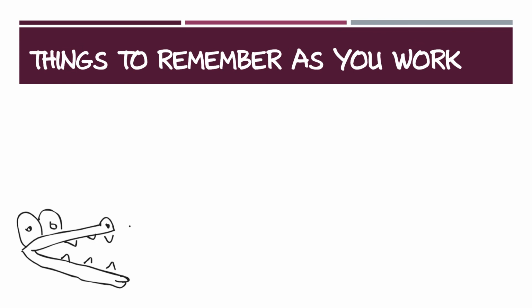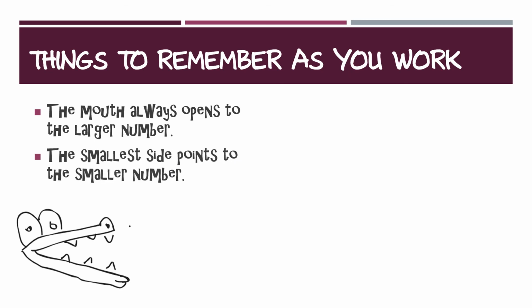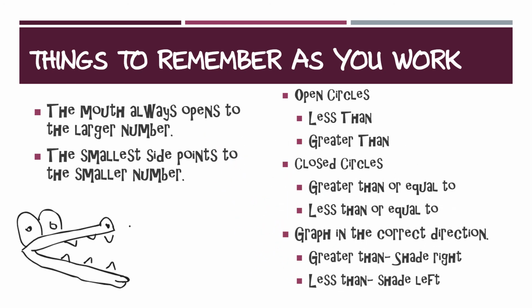A few things to remember as you work. The mouth always opens to the larger number and the smallest side points to the smallest number. When graphing, open circles represent less than and greater than. Closed circles represent greater than or equal to, less than or equal to. And make sure you graph in the correct direction. Greater than, shade right. Less than, shade left.